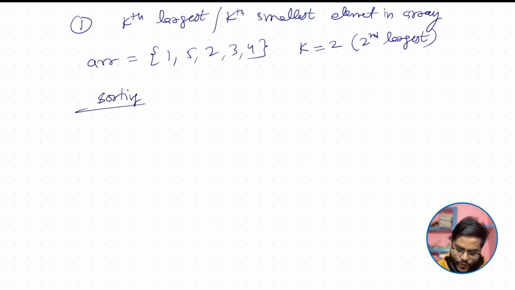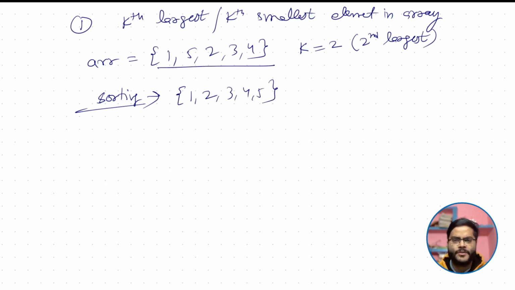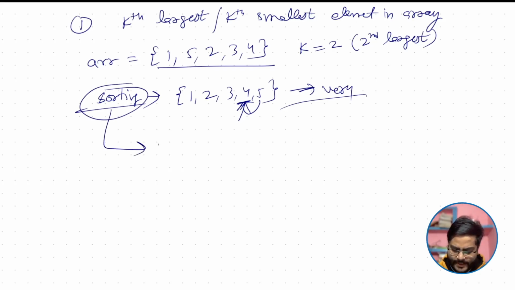Correct? If you do sorting, what will happen? Your array will be like 1, 2, 3, 4, 5, right? And you want to find the second largest. If we have distinct elements, you can just go through this index. So this will be a very basic task, right? You can perform sorting. But how much time will it take? It will take n log n time. That we know, right?